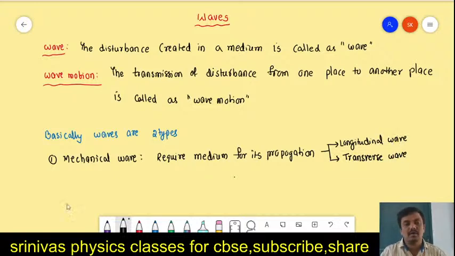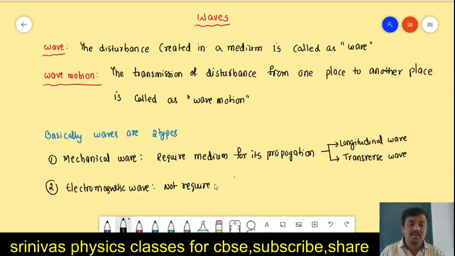And the next one I am going to explain. The first one is the mechanical wave, and the second one is the electromagnetic wave. What is electromagnetic wave? Electromagnetic wave does not require medium for its propagation. Without medium also it can travel. We will discuss clearly in the future.